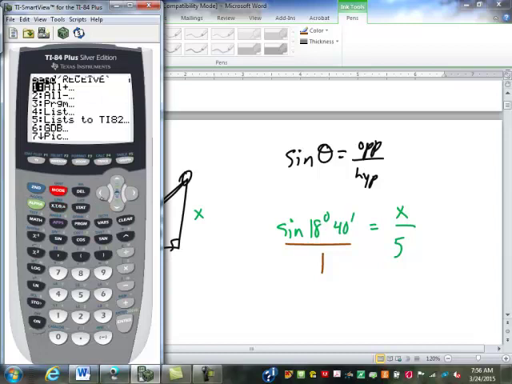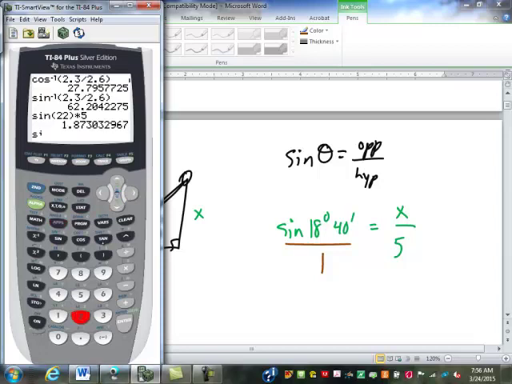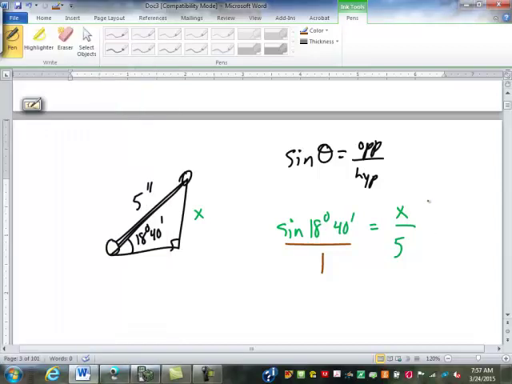Okay, so then second angle, close that. Minutes. Yep, close that. So you've got sine of 18 degrees, 40 minutes, and then times 5. You get 1.6003. Yep.